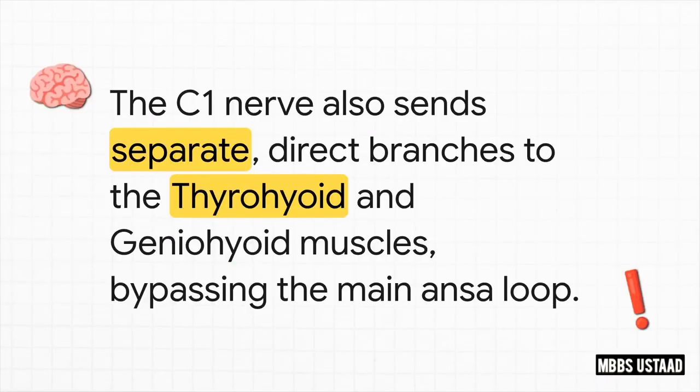But there's always a plot twist in anatomy, right? Here's a really key exception to this wiring plan. While C1 contributes to that main loop, it's also playing a double role. It sends out its own separate, direct nerve branches to 2 specific muscles, the thyrohyoid, which is one of our infrahyoids, and the geniohyoid. So what does this mean? It means the thyrohyoid gets its nerve supply straight from C1, totally bypassing the main Ansa loop.